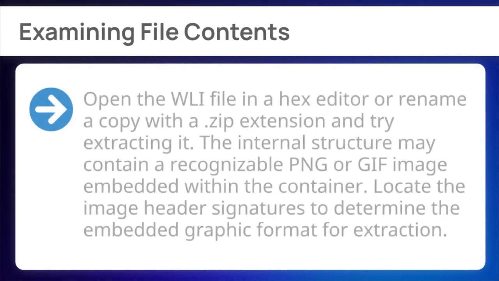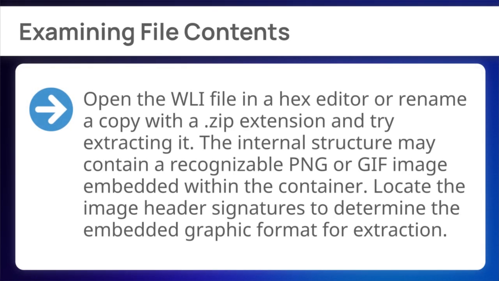First, examining file contents. Open the WLI file in a hex editor or rename a copy with a .zip extension and try extracting it. The internal structure may contain a recognizable PNG or GIF image embedded within the container. Locate the image header signatures to determine the embedded graphic format for extraction.